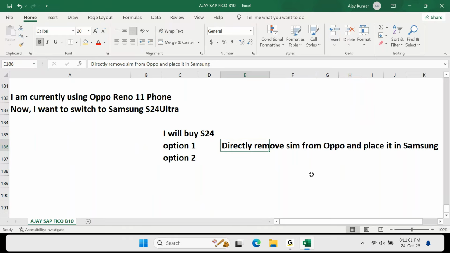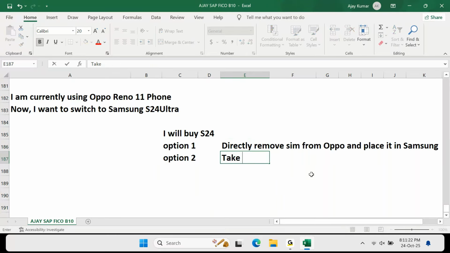When you remove the SIM card from Oppo to Samsung, will you get your contacts? Will you get all the other data which is already there in Oppo, in Samsung, just by directly removing the SIM card and adding it in Samsung? No, sir. You'll not get it, right? Then what will you have to do? You have to take backup.